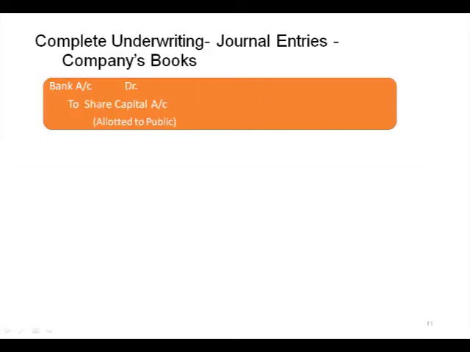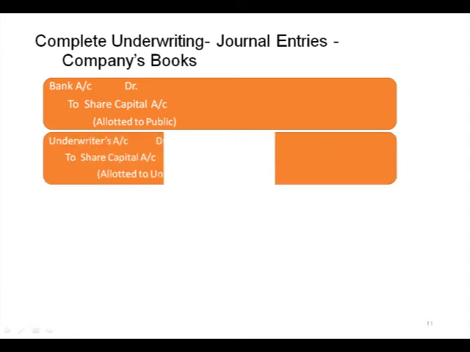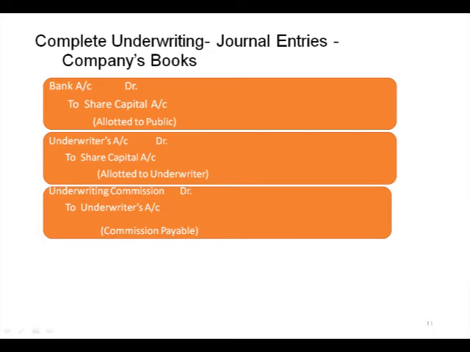Now we shall discuss the complete underwriting journal entries in the books of the company. Firstly, there is allotment of shares to the public, who directly subscribe. At that time, bank account debit to share capital. Similarly, there is allotment to the underwriter: underwriter's account debit to share capital. And for the commission payable, underwriting commission account debit to underwriter's account.